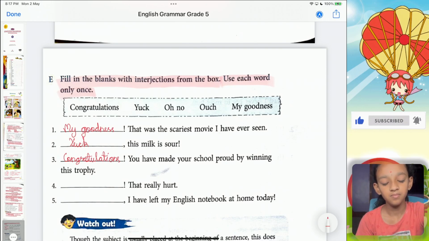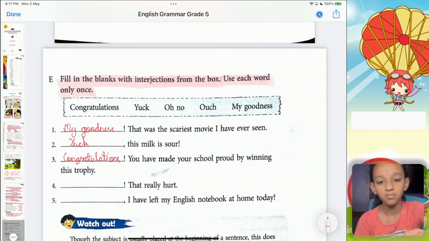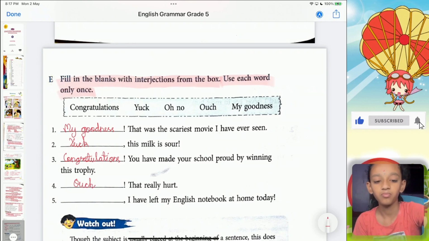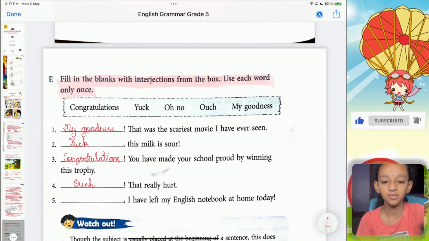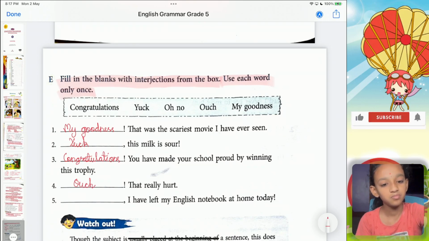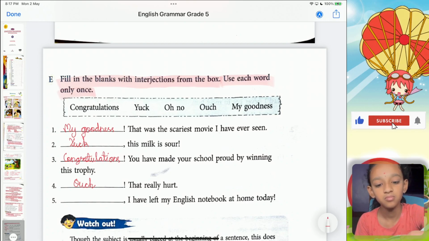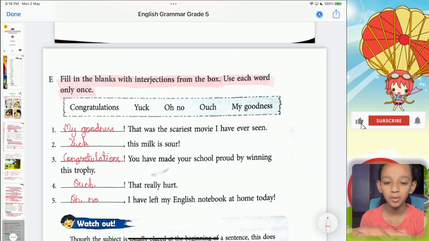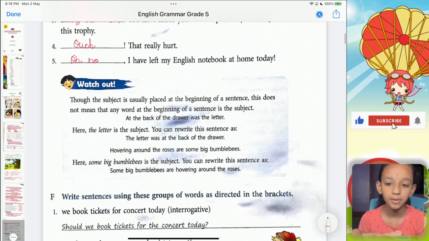Okay, dash, that really hurt. Ouch. Correct. So that's an expression. Okay. Dash, I have left my English notebook at home today. Oh no. Correct. Like when you forget something. Correct.